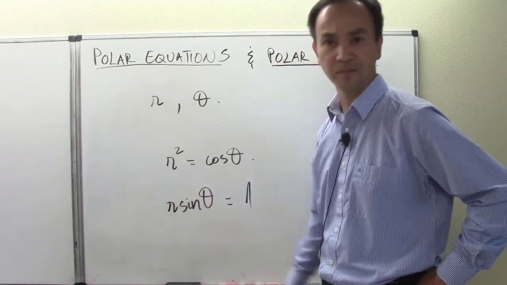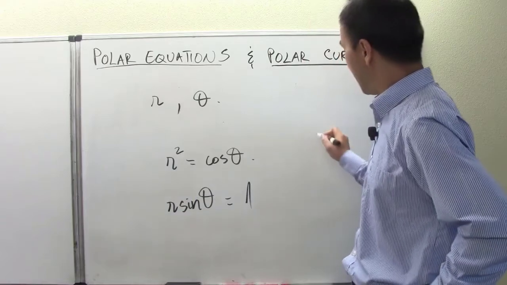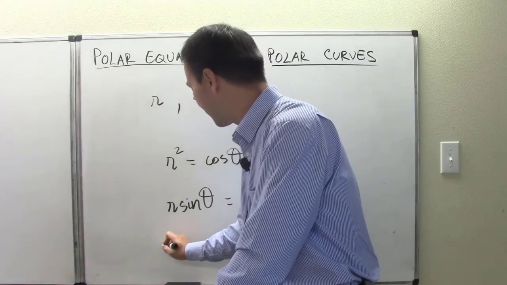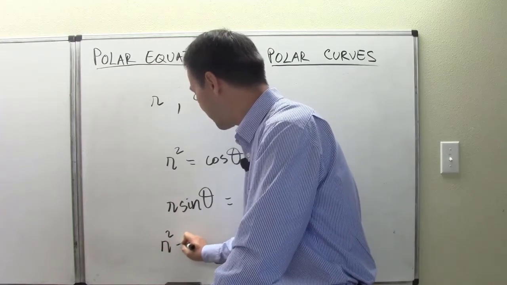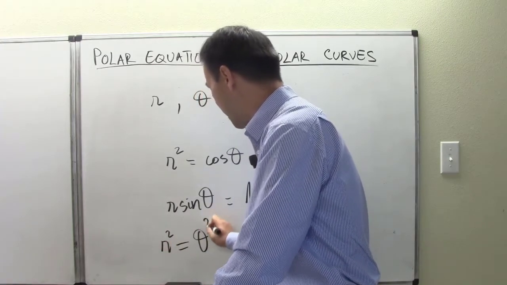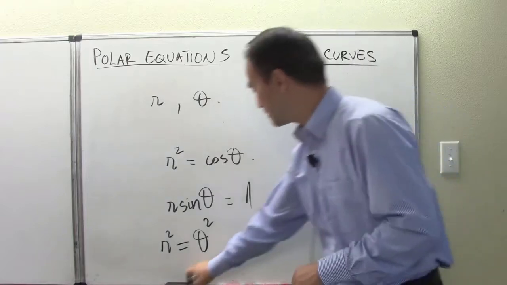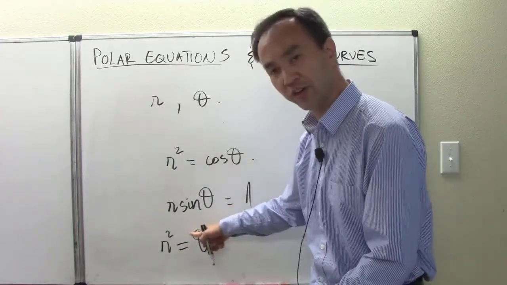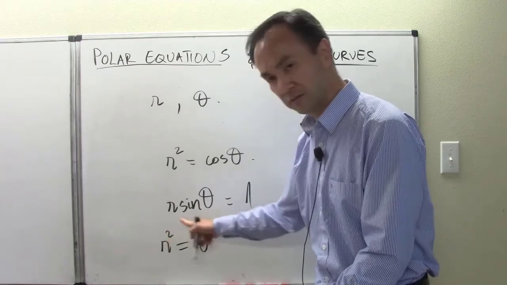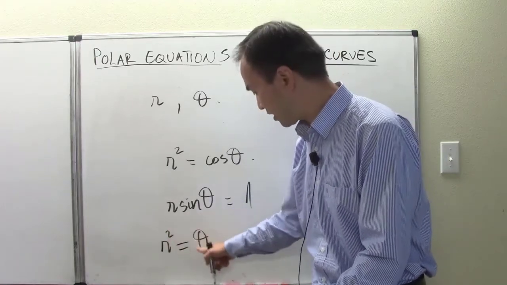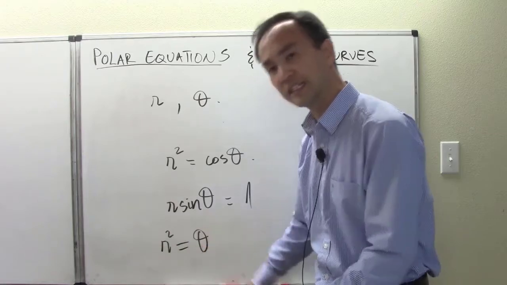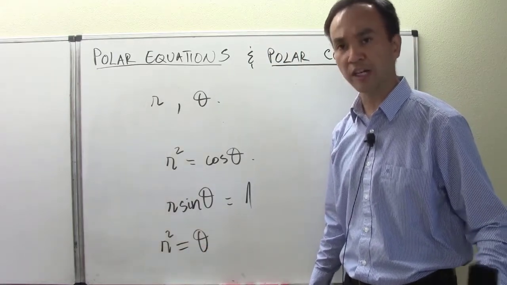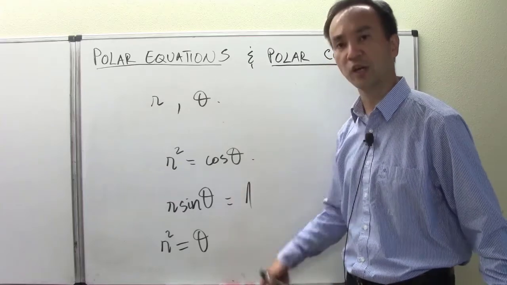It's a relationship. Okay. We can have an equation that is r squared equals theta squared. Or r squared equals theta. It's an equation pointing out a relationship between the two variables, r the radius and theta the angle. So we can have so many polar equations out there. These are all polar equations.